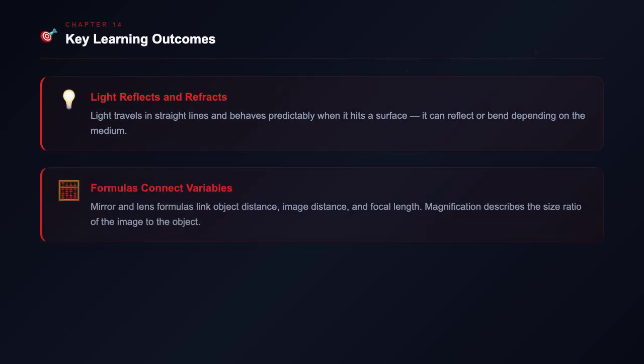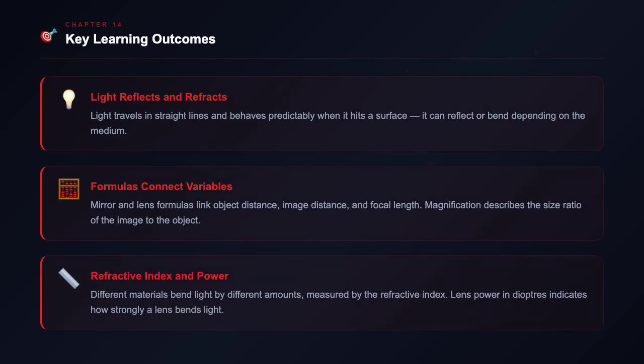Light travels in straight lines and behaves predictably. When it hits a surface, it can reflect or bend, known as refraction. There are two types of spherical mirrors, concave and convex. Each forms images based on geometry.